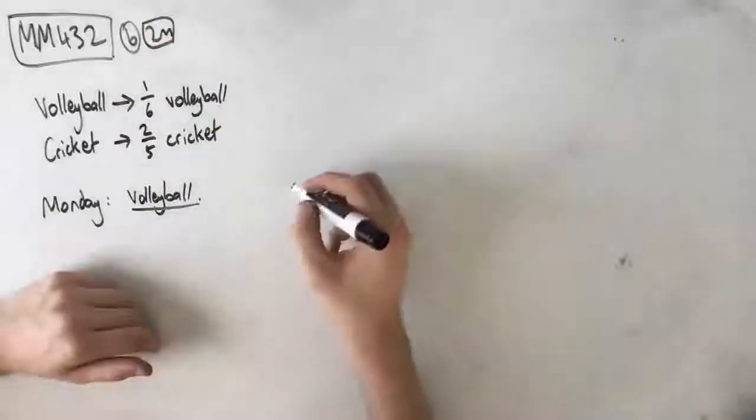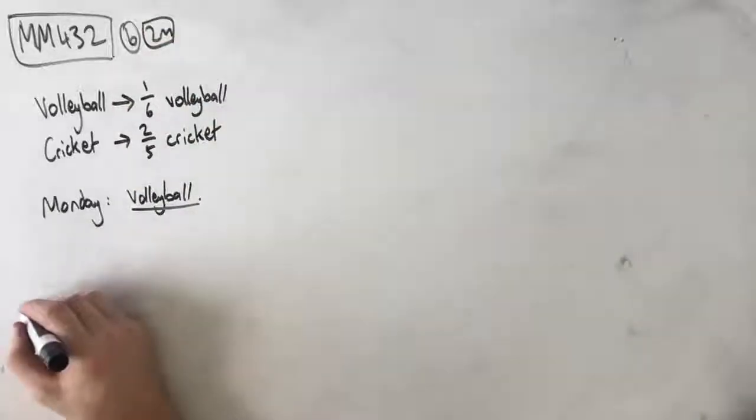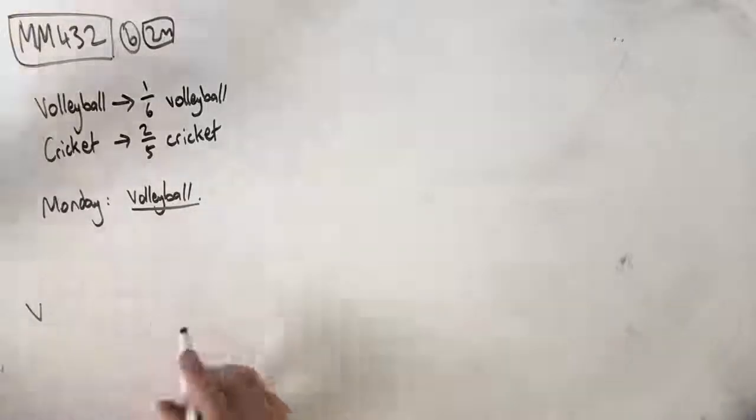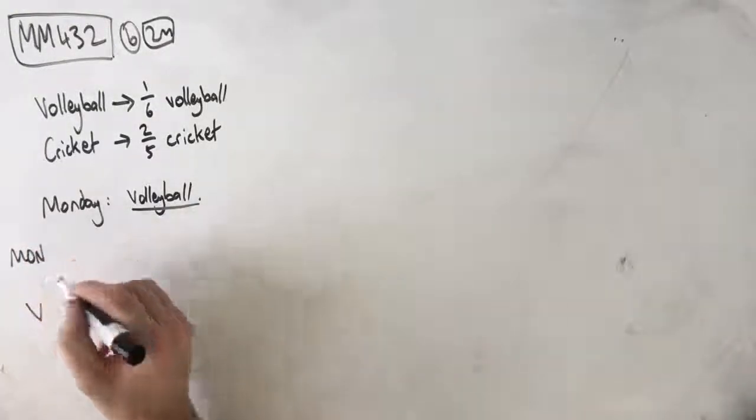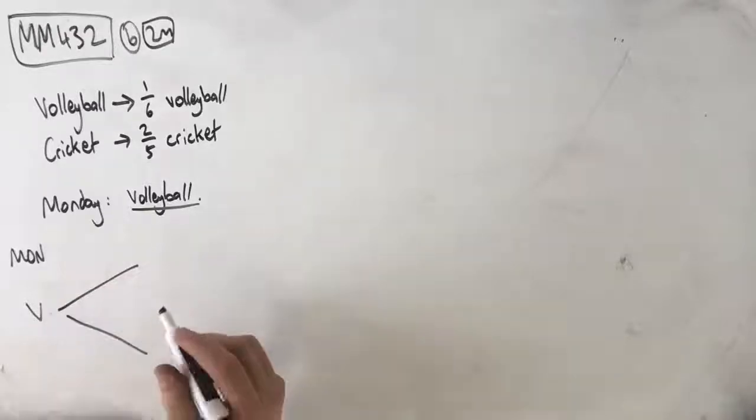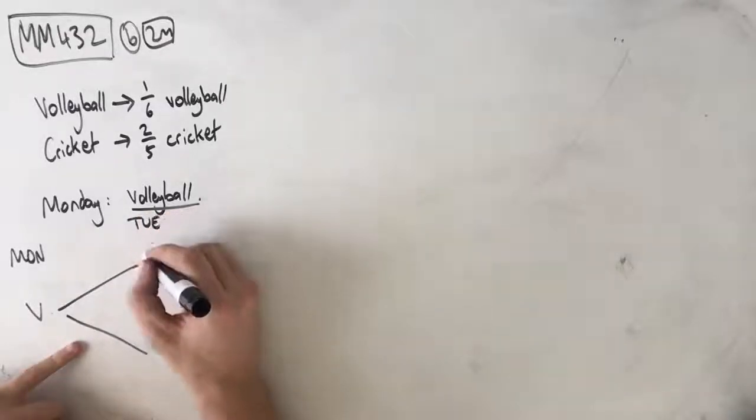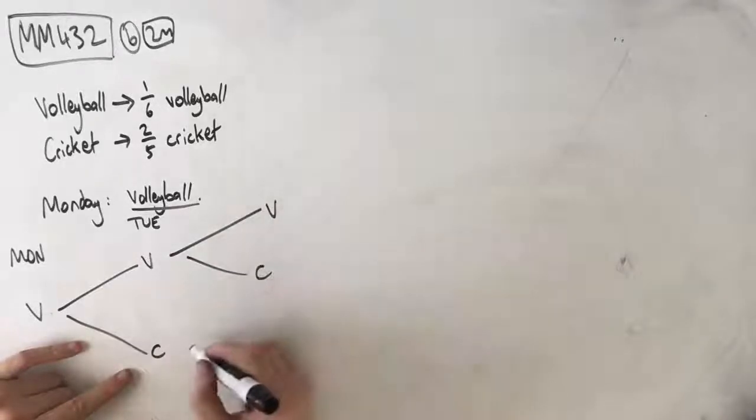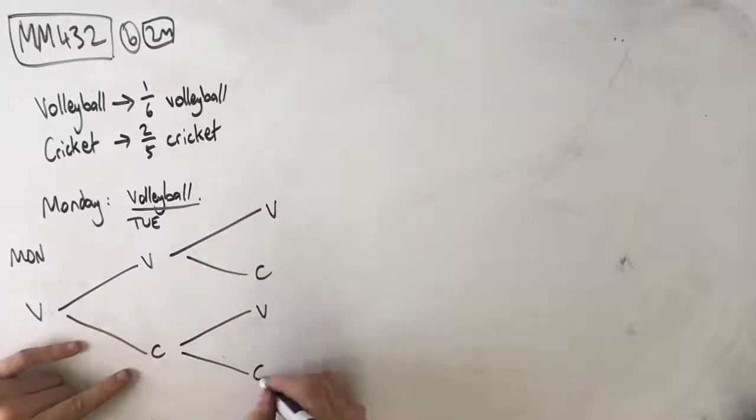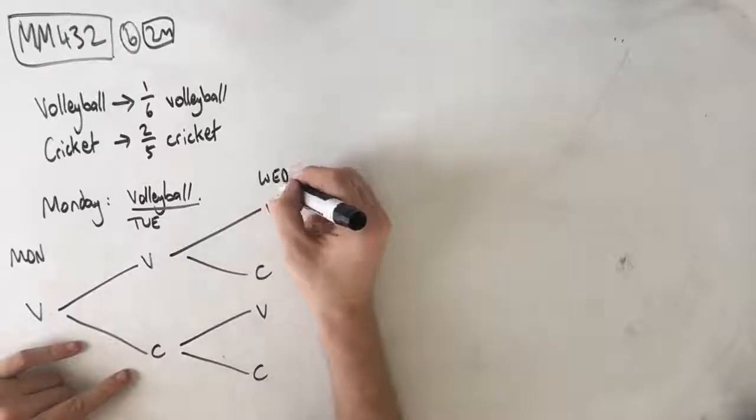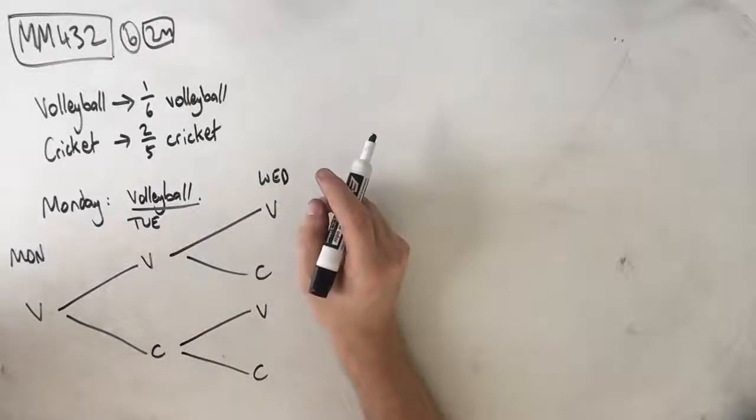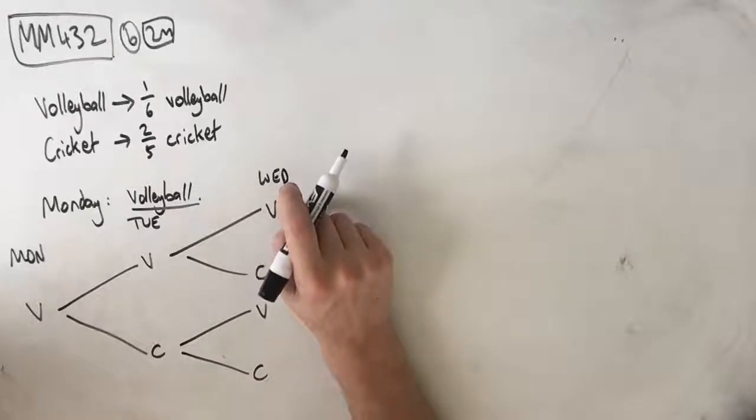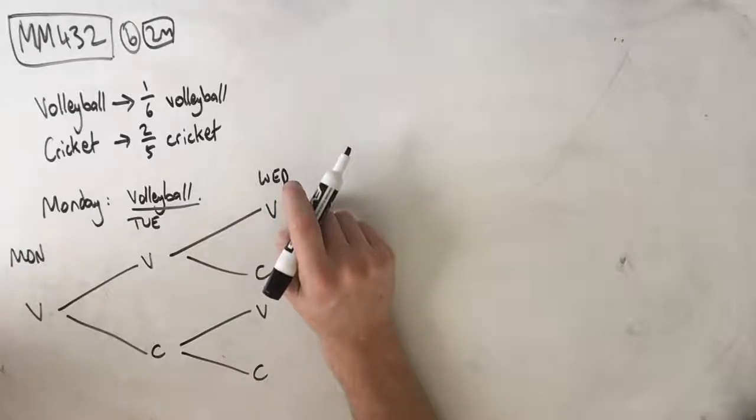And we know that Justin plays volleyball on the first day, right? It tells us that at the start of the question, which is a Monday. We're going to say that after that, on the Tuesday, he can either play volleyball or cricket. Then on the Wednesday, he can either play volleyball or cricket, and then volleyball or cricket. This is the Wednesday. Now, what we're trying to find is, given that Justin plays cricket on the first Wednesday of the holidays, find the probability that he played volleyball on the first Tuesday of the holidays.